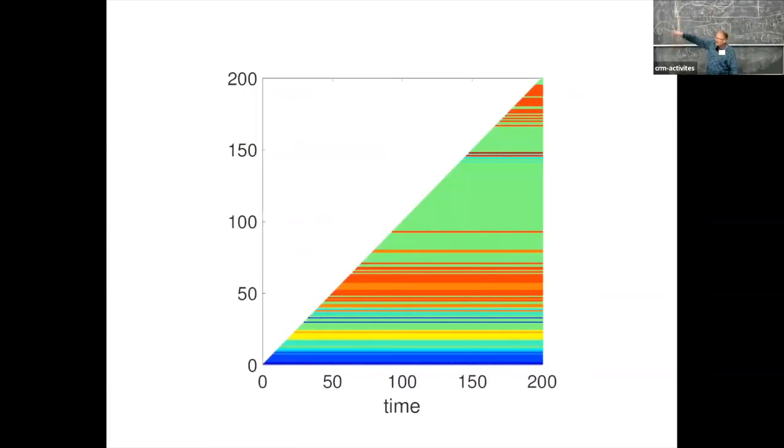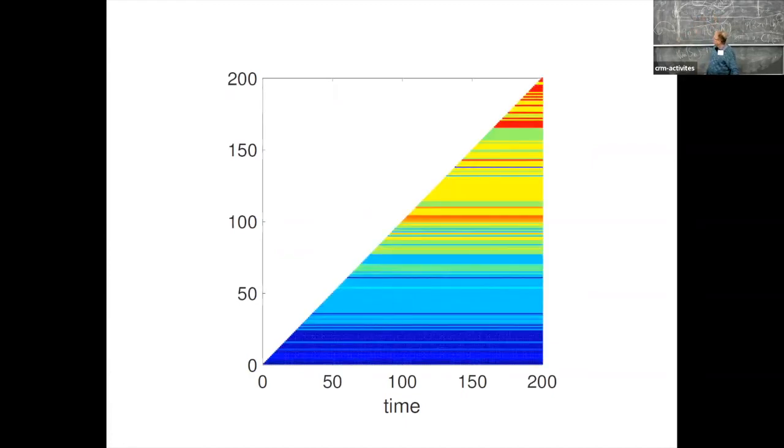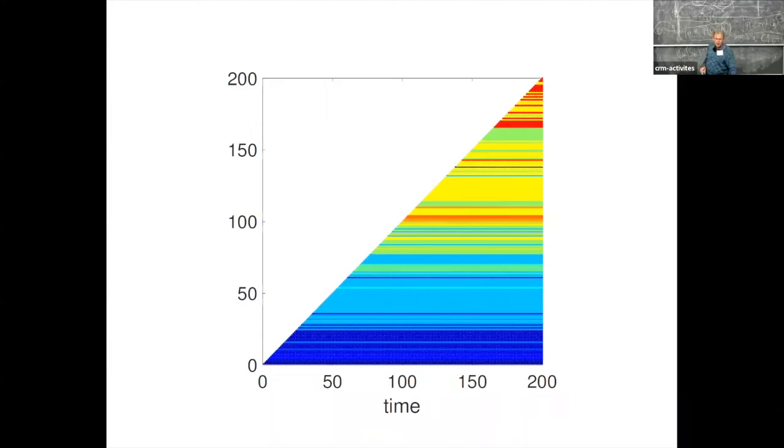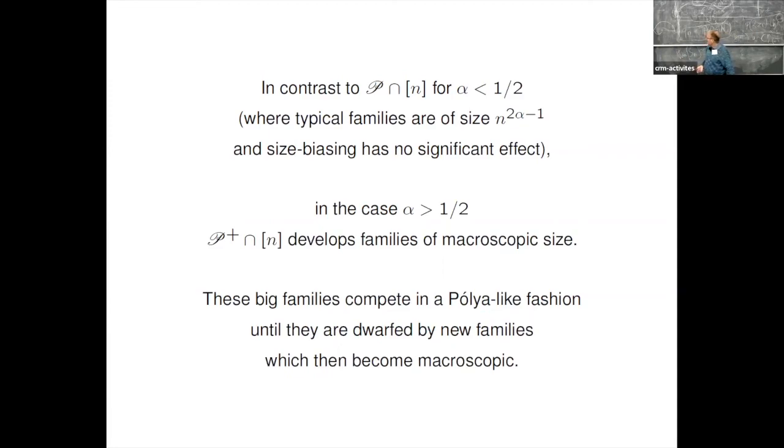And here is a picture of the colors that come up when we have an infinitely many allele situation. Everybody is one's own type concerning the immigrants. And in contrast to the alpha smaller than 1/2 case, here we have a significant size biasing effect because we have macroscopic components, right? It's macroscopic components that fight against each other in a polar manner. I say here, these big families compete in a polar-like fashion until they are dwarfed by new families, which then eventually also may become asymptotic.